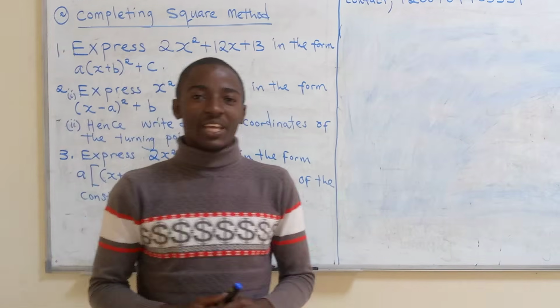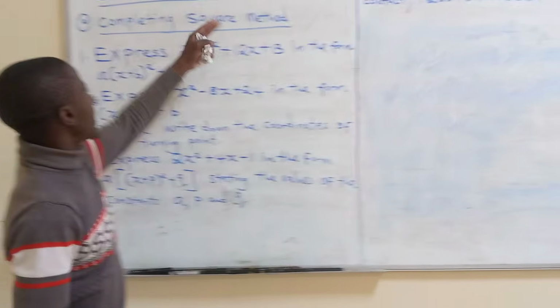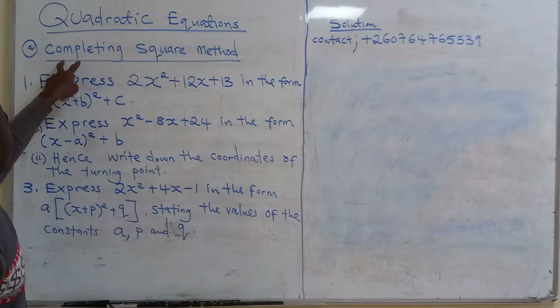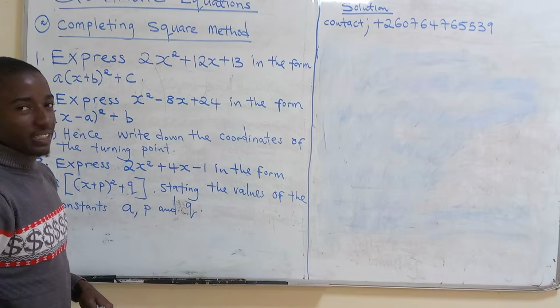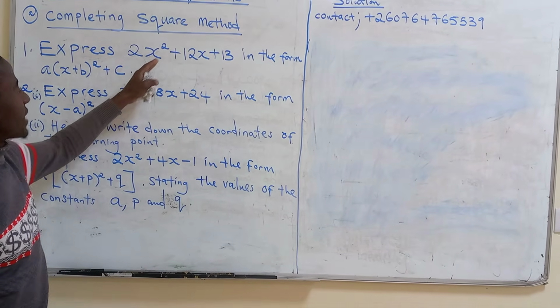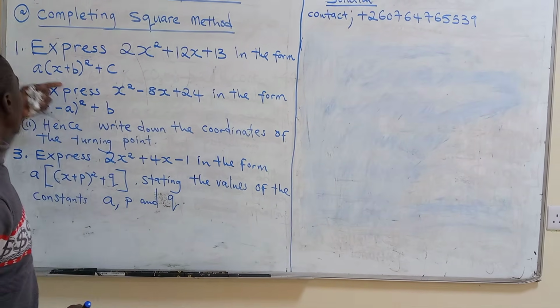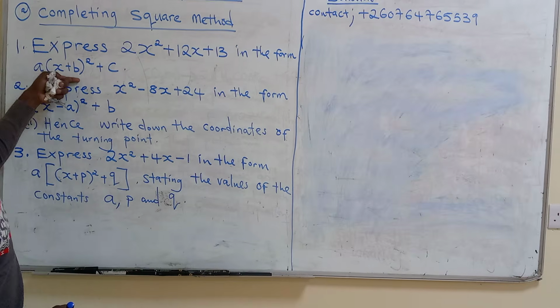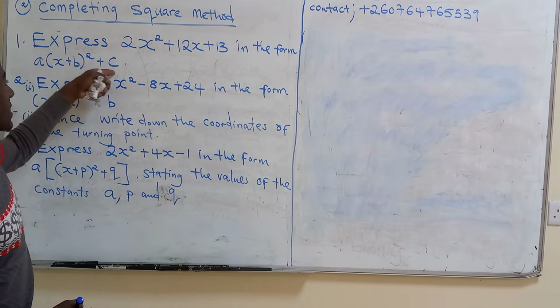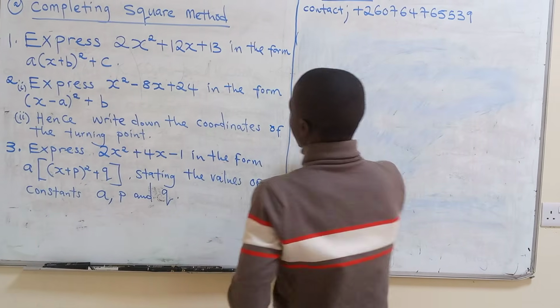My name is Mulukla Enoch, and I'm going to revise with you quadratic equation solving, the completing square method. The first question reads: express 2x squared plus 12x plus 13 in the form a open brackets x plus b squared plus c. So we are going to start answering.